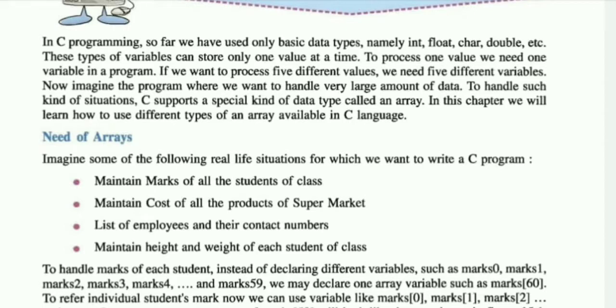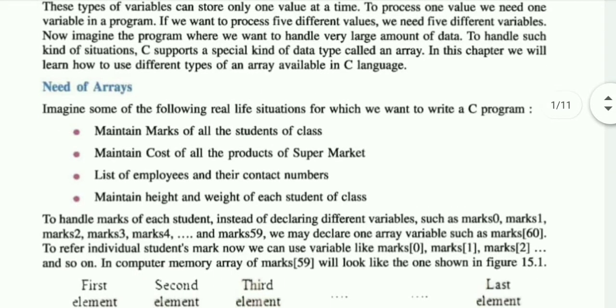To handle the marks of each student, instead of declaring different variables such as mark0, mark1, mark2, mark3, mark4 and so on, instead of declaring these 60 variables separately, we will declare one array variable such as marks. And in the square brackets, we have to write how many values we want to store inside the marks variable. That is the size of your array. We give it in the square brackets, and the size is 60 here.